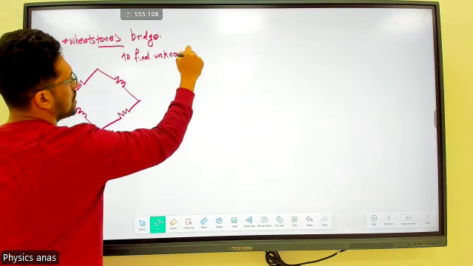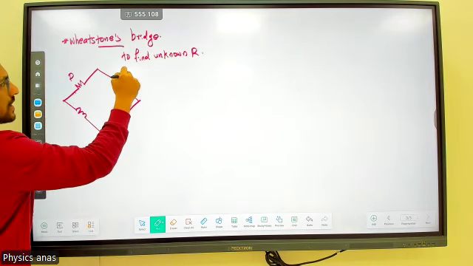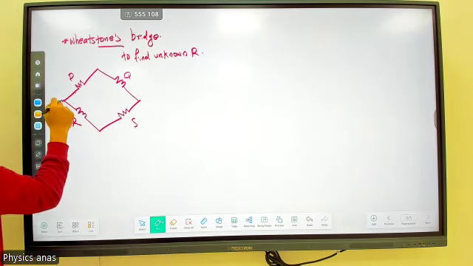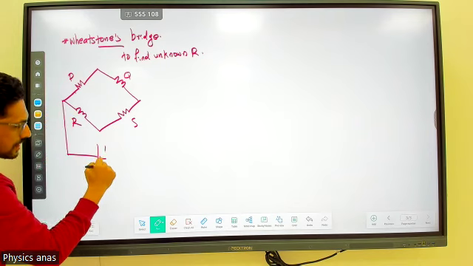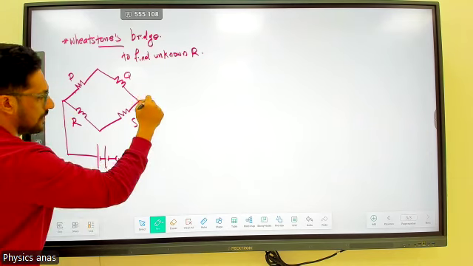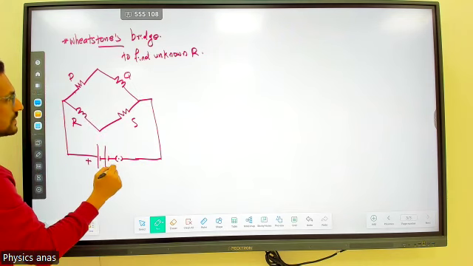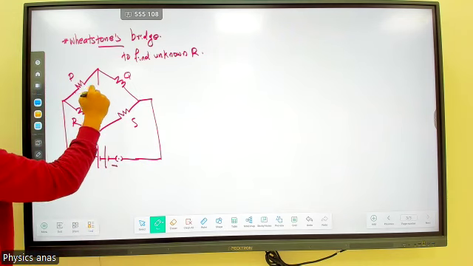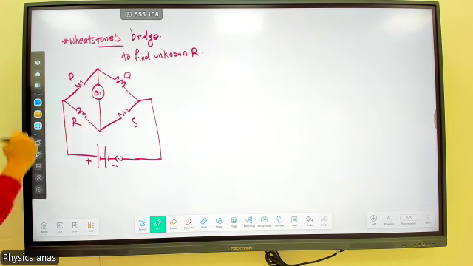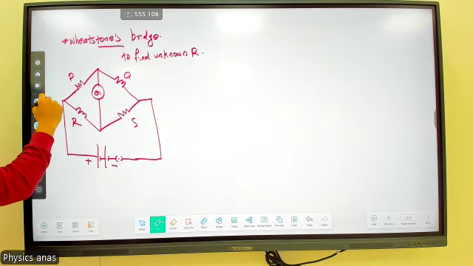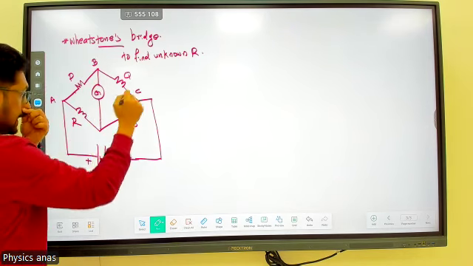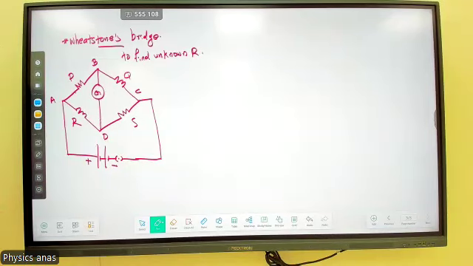This is P, Q, R, S. We are connecting them by a cell, positive and negative. Now there is a galvanometer connected like this. Now this is A, B, C, D.